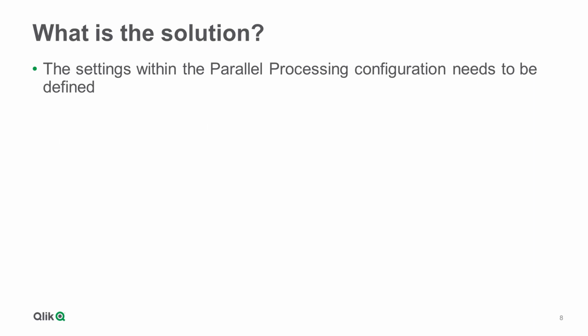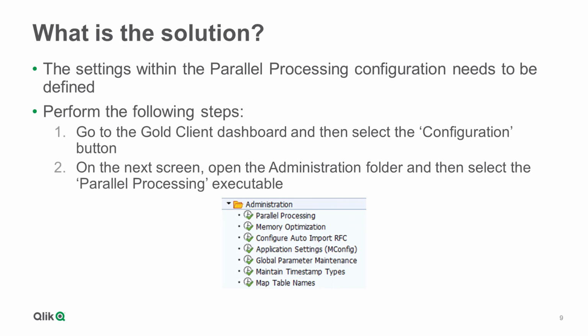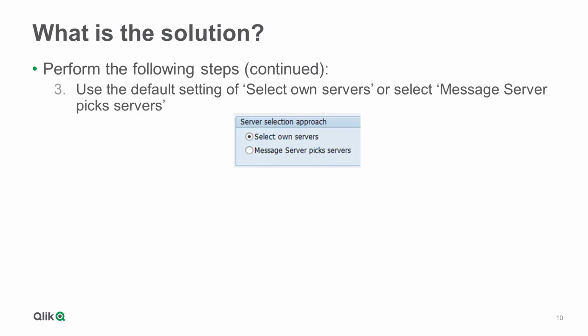These important settings must be defined. To do so, go to the Gold Client dashboard and select the Configuration button. On the next screen, open the Administration folder and then select the Parallel Processing executable. Use either the default setting named Select Own Servers or choose Message Server Picks Servers.